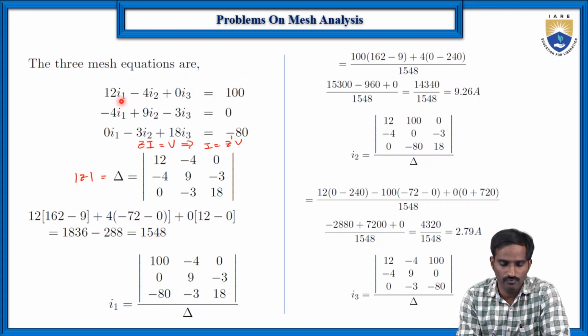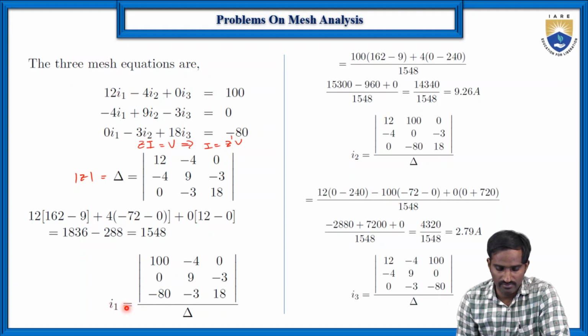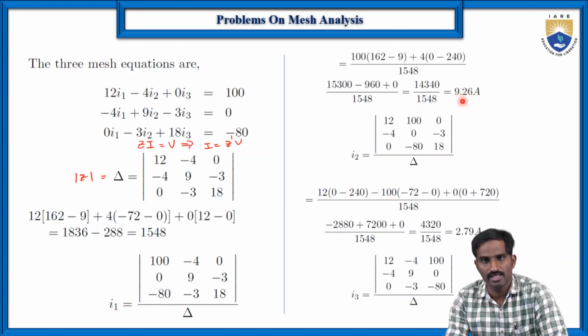Then, if you want to find the value of I1, then in the Z matrix we should replace the first column with the voltage matrix, which is 100, 0 and minus 80. As you can see here, the first column is replaced with the voltage matrix 100, 0 and minus 80. Then divide the determinant of this particular matrix by the delta value, where delta is the determinant of the Z matrix. Then you will get the value of I1, which is equal to 9.26 amperes.